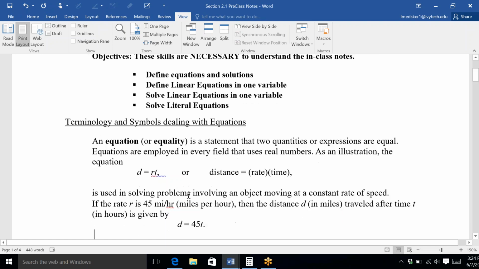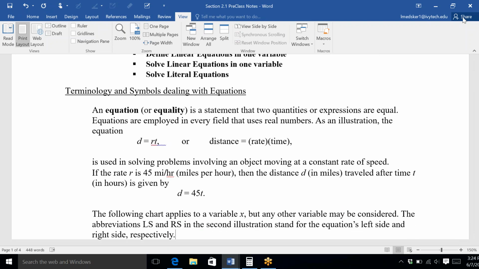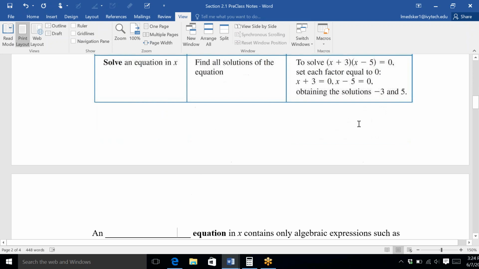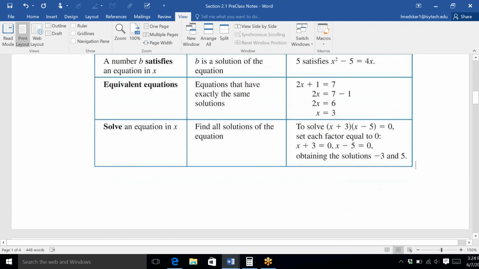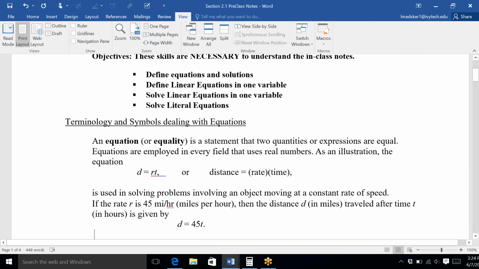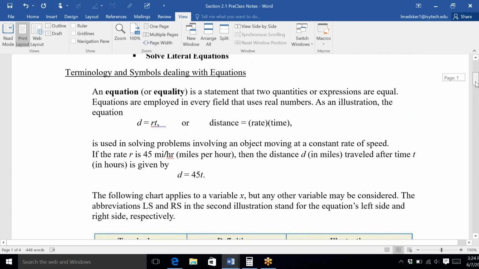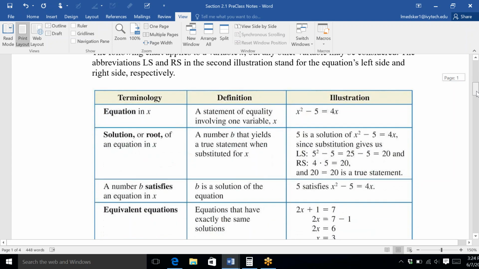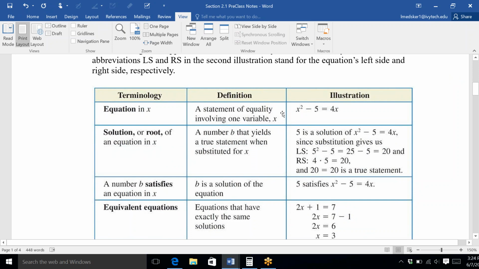So if you wanted to know how fast you were traveling or how far it was going to be, if you knew your average speed, you could plug in and find missing pieces there. This is a chart. Sorry, it's hard to get it all on one page. I'll go slow. This is a chart that kind of summarizes some definitions for us. An equation is a statement of equality involving one variable. For us, if we call it an equation in X, there are going to be equations with multiple variables. This is just not what we're ready to get into yet, though. So something like x squared minus 5 equals 4x.